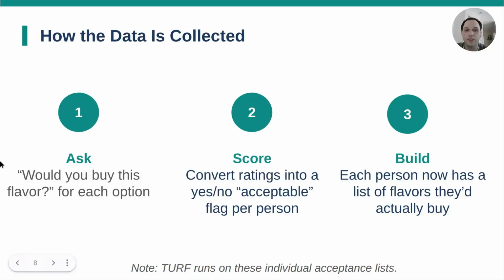So how do we get the data to do this? It starts with a survey. For each flavor, we ask people something like, would you buy this? Then we convert those answers into a simple yes/no. Is this flavor acceptable to this person or not? The result is that every respondent ends up with their own personal list of flavors they'd actually buy. Those individual lists are the raw material Turf runs on.